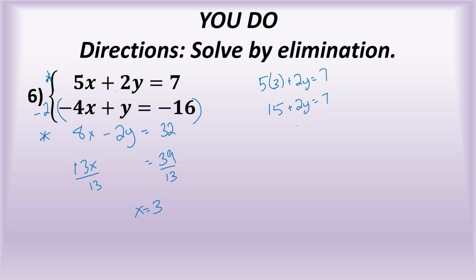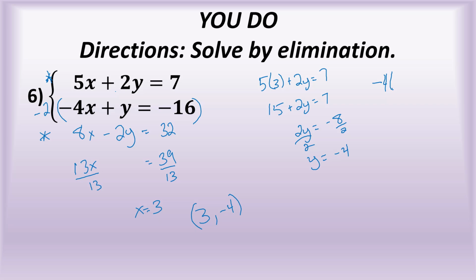Subtract 15 from both sides. So 2y is equal to negative 8. And divide by 2 on both sides. And y is equal to negative 4. So we have a solution of 3, negative 4. We want to check it in our other equation just to make sure we didn't make any mistakes.